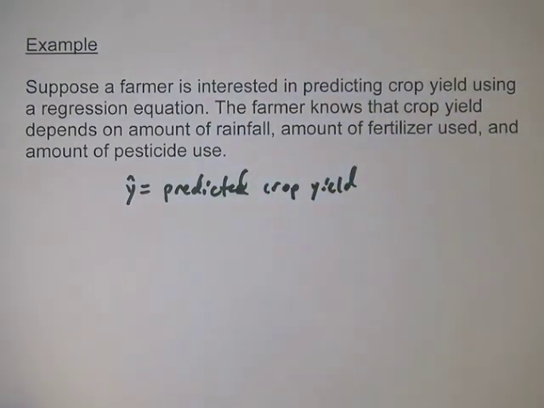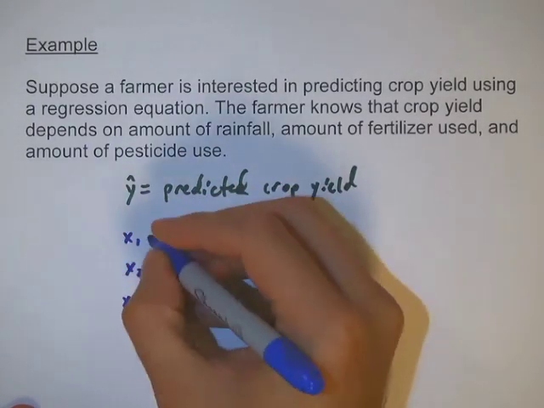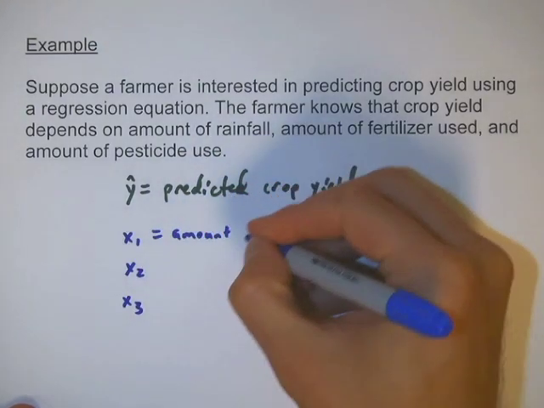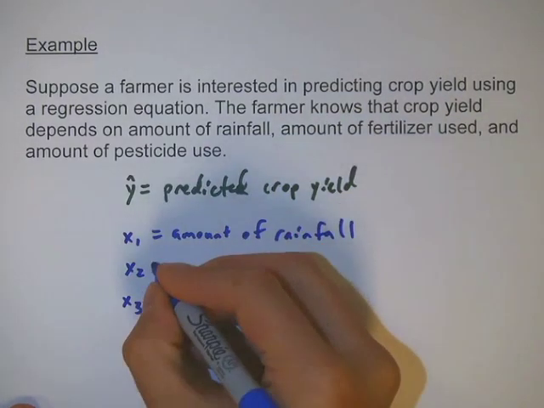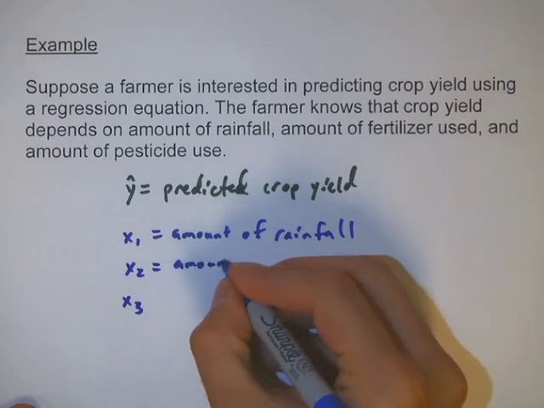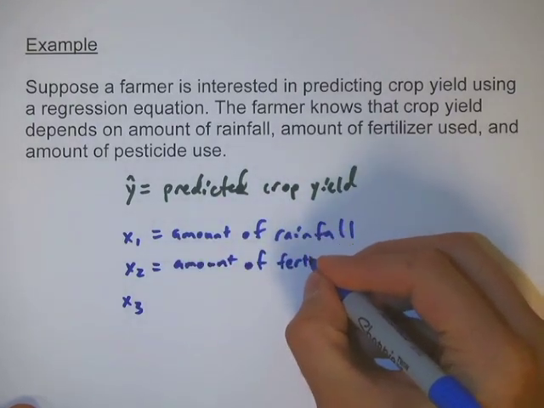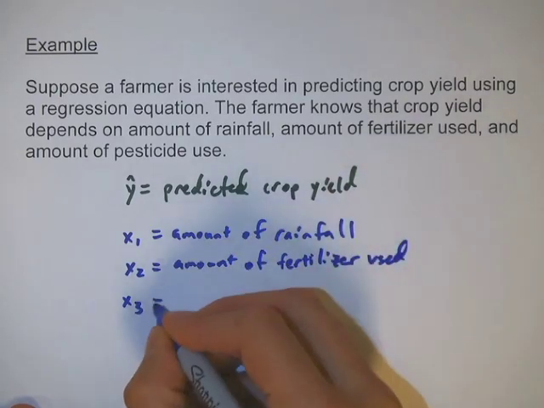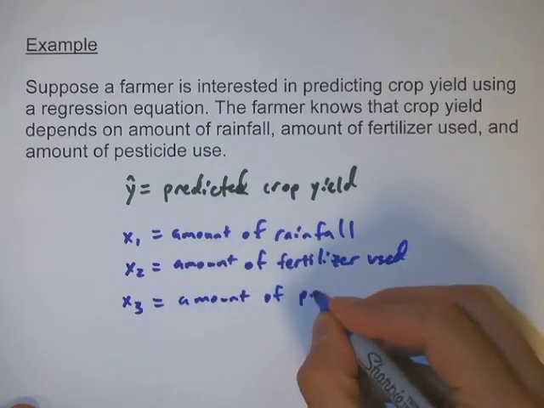Now that y hat value depends on three different things, x1, x2, and x3. x1 will represent amount of rainfall. x2 will represent amount of fertilizer used. And x3 will represent amount of pesticide use.